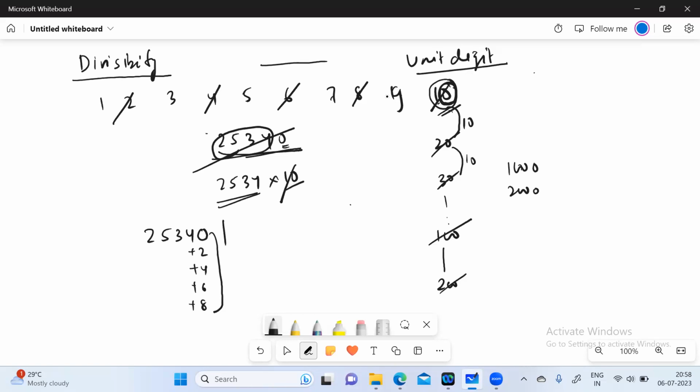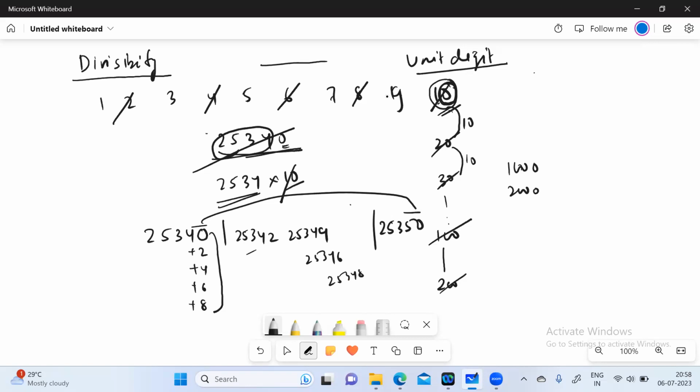So what do we see now? After 40 and 50, in between these, 2534, 2534 plus 2, 2534 plus 4, 2534 plus 6, and 2534 plus 8, all these numbers will be divisible by 2.